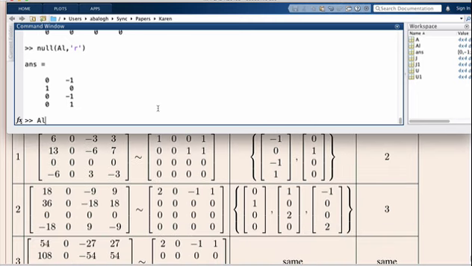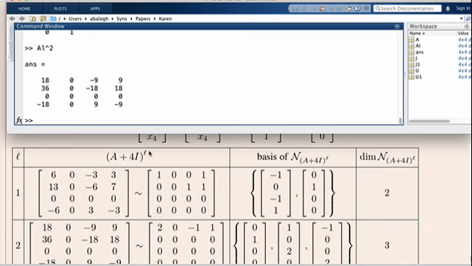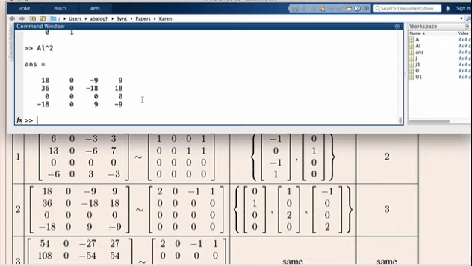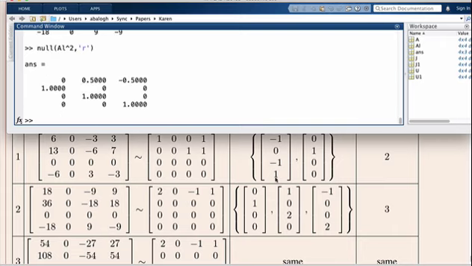Then we need the square of this, A minus lambda I square. We get null space that has dimension 3 now, and in order to have no fractions, we can multiply this second one with 2 to get 1, 2, and the third one by 2 to get -1, 2 in the first and last entries. So the dimension is 3.